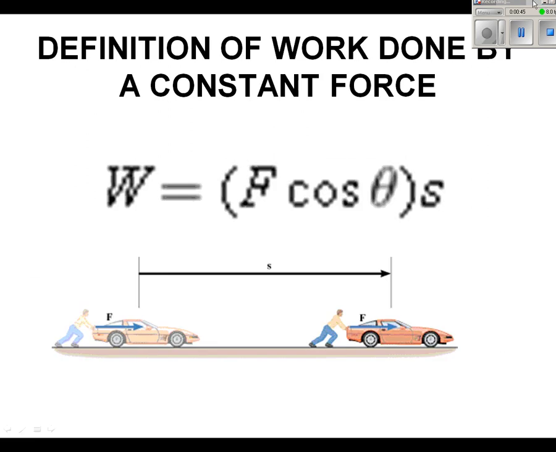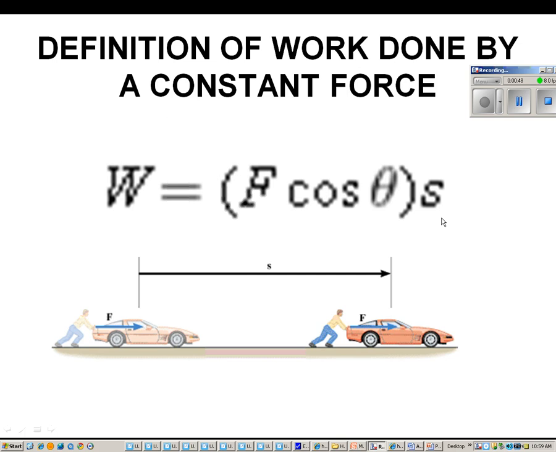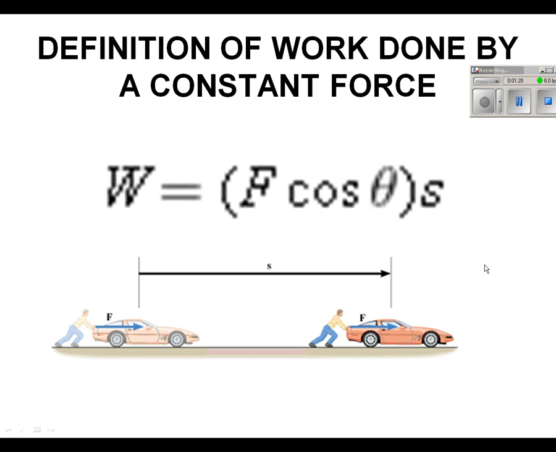The equation for work is force times cosine theta times the distance. It's force times distance, and the force has to be in the same direction as the distance. That's what the cosine theta is about there. Theta is the angle between the force vector and the displacement vector. And you'll see this displacement vector is horizontal, the force vector is horizontal, so the angle between them is 0 degrees. Cosine of 0 is 1, so it does not change the force value at all. It's just force times the distance.